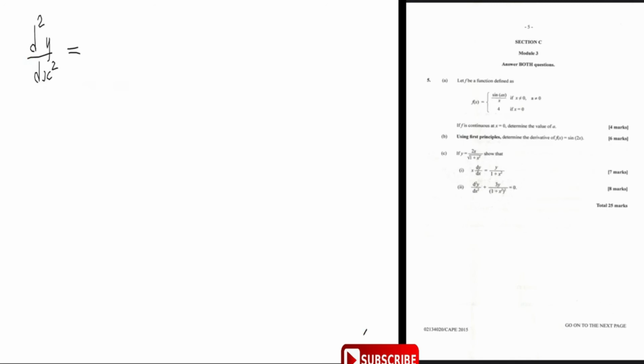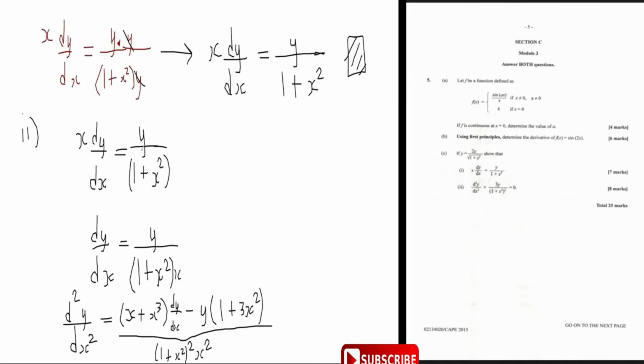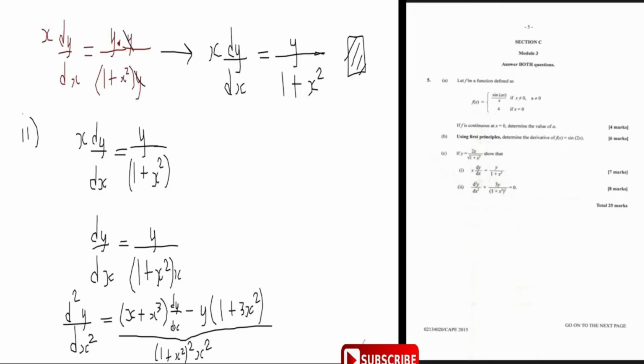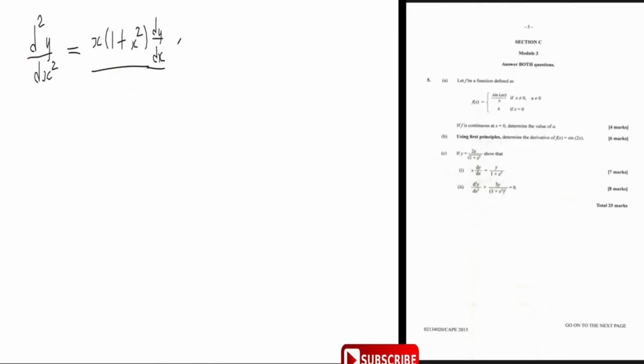I'm going to write it as x plus x cubed dy by dx. And instead of writing x plus x cubed, I'm going to write it as x into (1 plus x squared) times dy by dx. And all of this is being divided by 1 plus x squared over x squared. I don't need to separate them yet. Let's just continue writing it out.